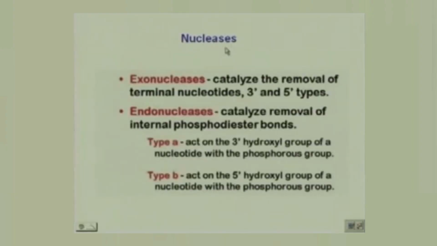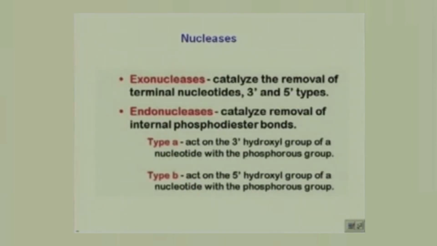There are 2 types of nucleases. The 2 types are exonucleases and endonucleases. Exonucleases chop off nucleotides from the ends. So, when you are chopping a nucleotide off from the end, you have an exonuclease. You have an endonuclease when you remove the internal phosphodiester bonds, that is something that is within the chain.